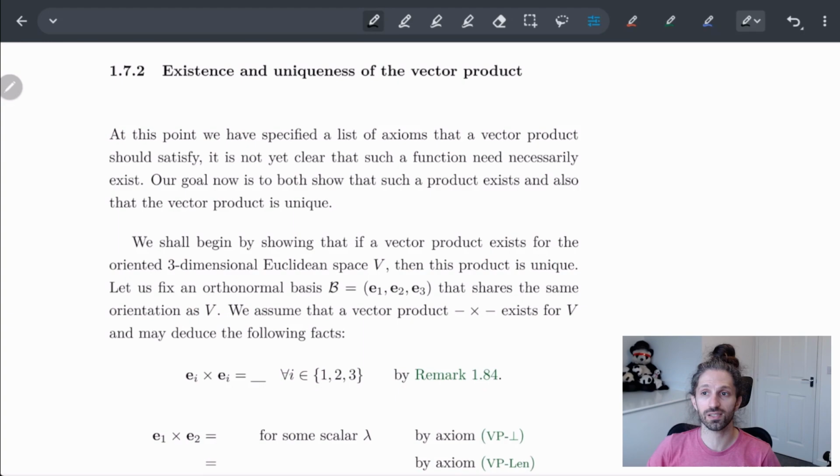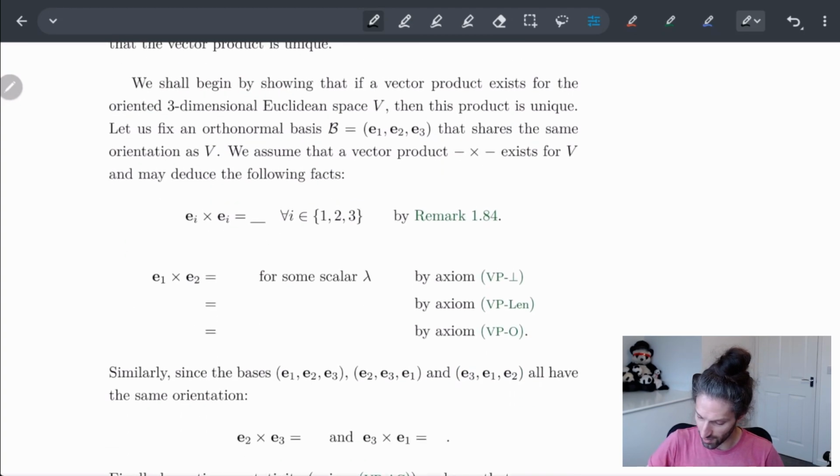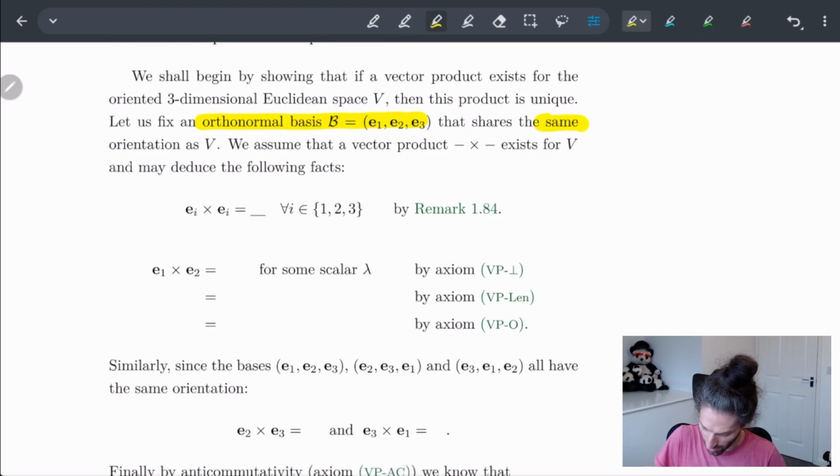So we're going to show this for 3 dimensions. And first we're going to show that it exists. So we're going to start off with some orthonormal basis. And we want it to have the same orientation as V.